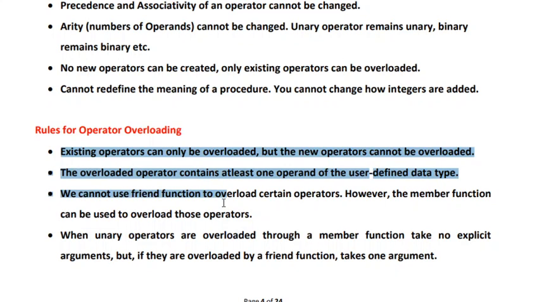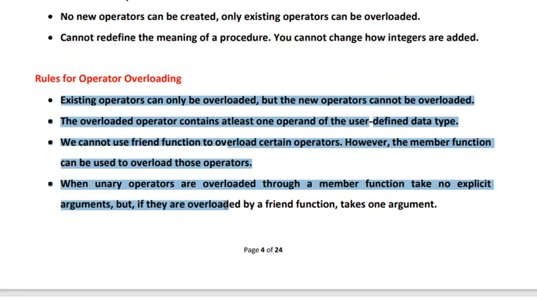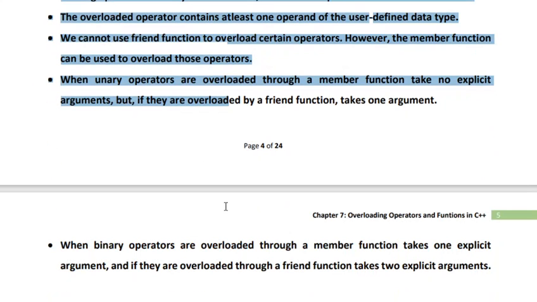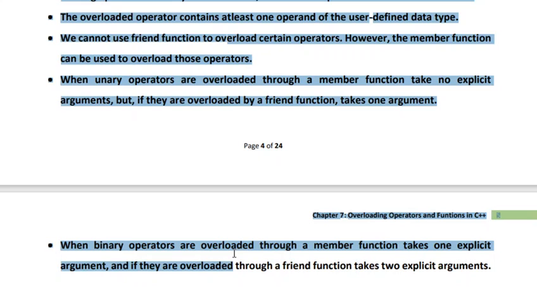We cannot use a friend function for a set of operators, whereas a member function can be used for the same. And this we have already learned. When unary operators are overloaded through a member function, there will be no explicit argument. If it's done through a friend function, we'll have one explicit argument. And if a binary operator is overloaded through a member function, we need to have one explicit argument.